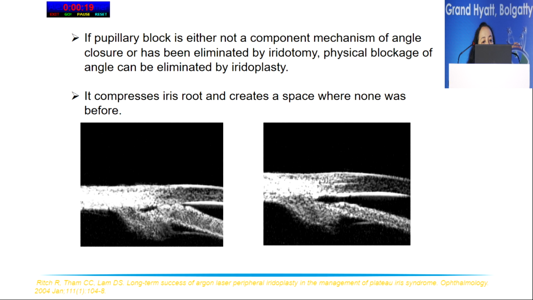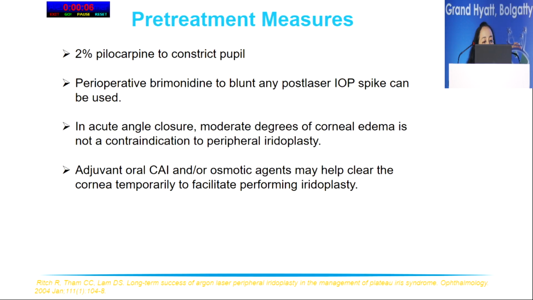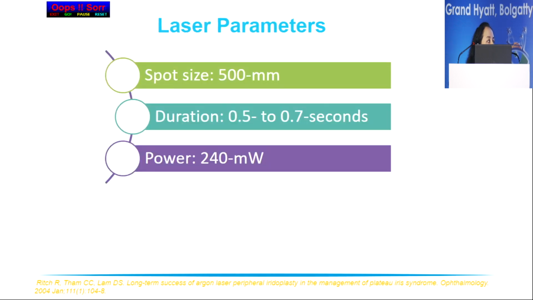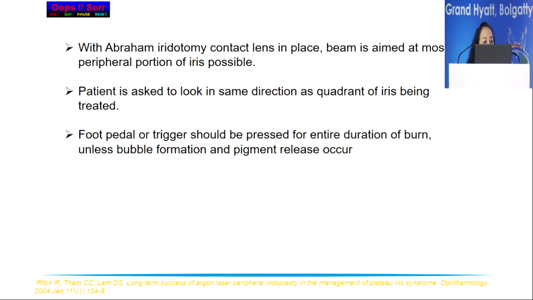If pupillary block is a component mechanism, it will not be eliminated by iridoplasty, so we have to do a laser iridotomy. As seen in this UBM photo, the angle has opened up after the laser iridoplasty procedure. Again, pre-treatment measures are similar to iridotomy, and these are the laser parameters: spot size 500 micron, duration 0.5 to 0.7 seconds, with power of 240 milliwatts.